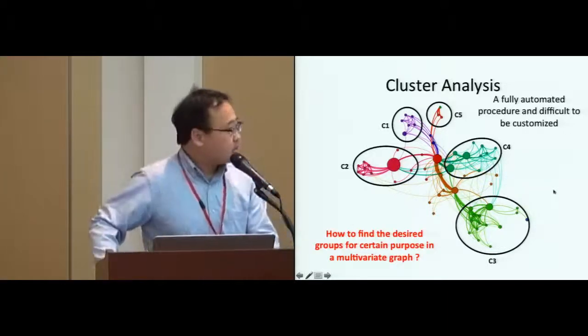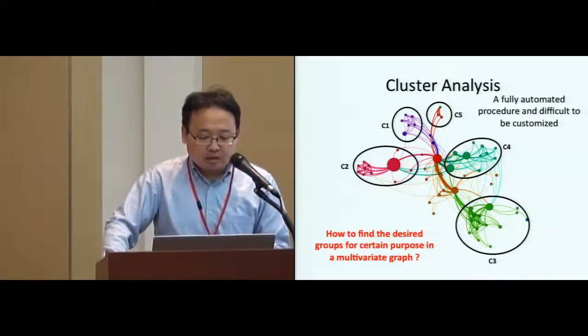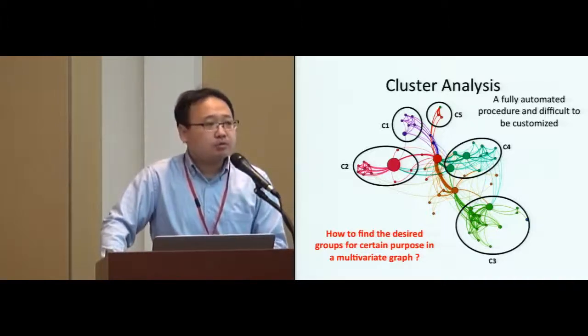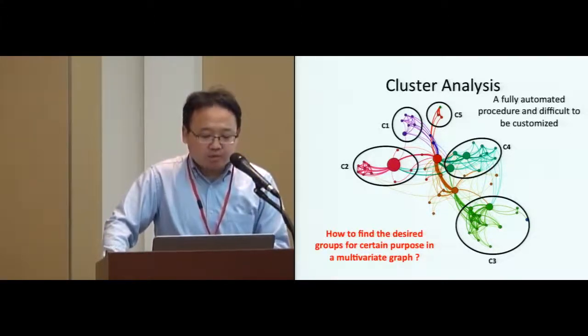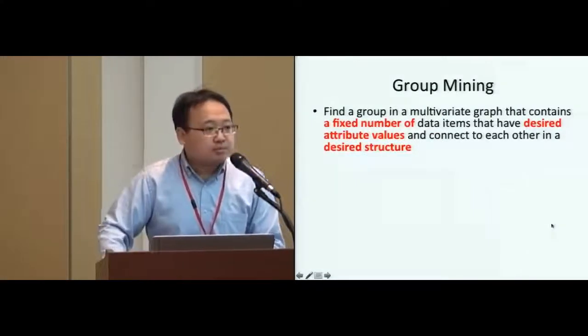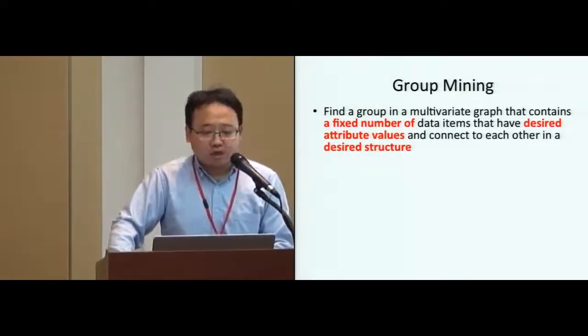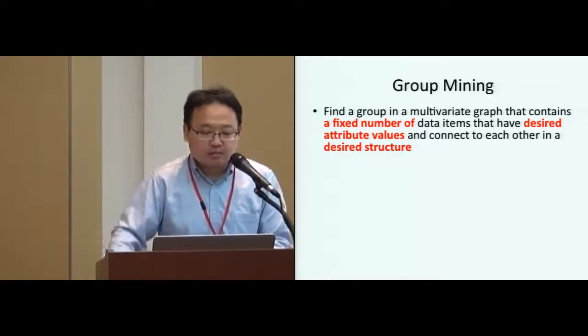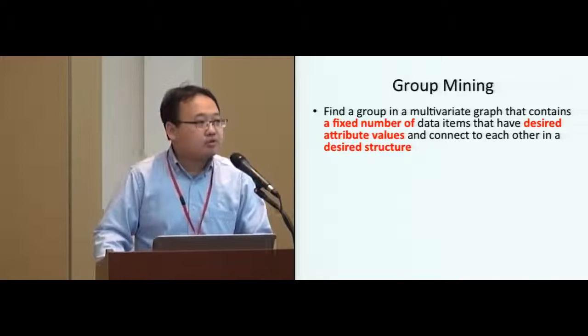So the challenge here is, how can we find desired groups supervised by users based on users' requirements for certain purpose in a multivariate graph? So to tackle this problem, we have introduced a technique called group mining. So group mining actually is a technique to find a group in a multivariate graph that has a fixed number of data atoms, and has the desired attributes, and also has the desired structures.